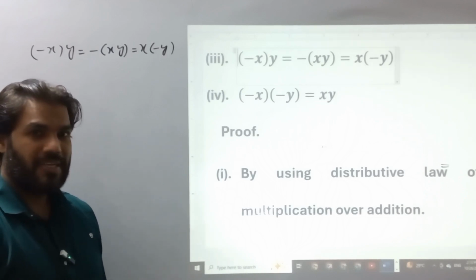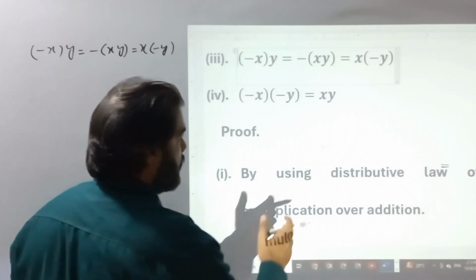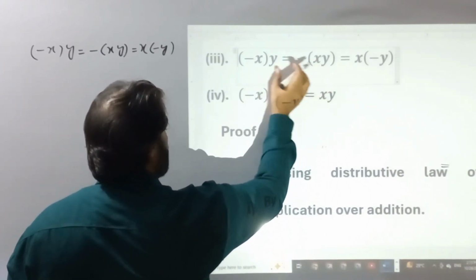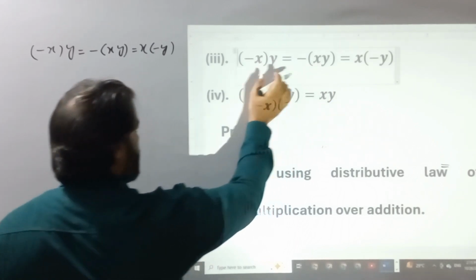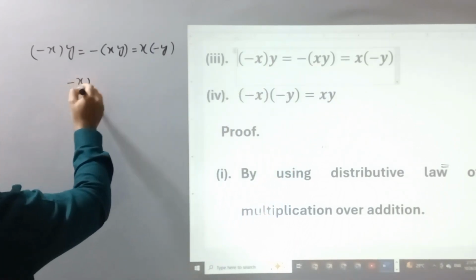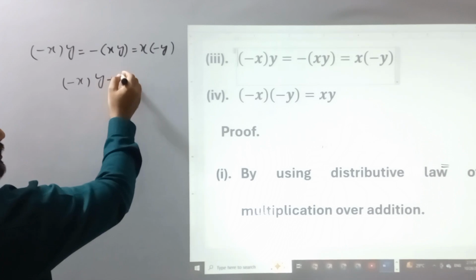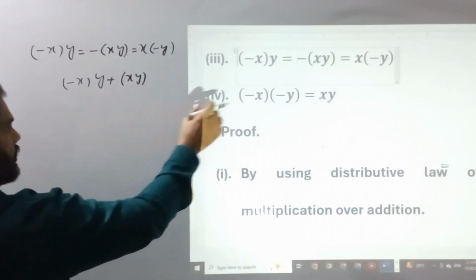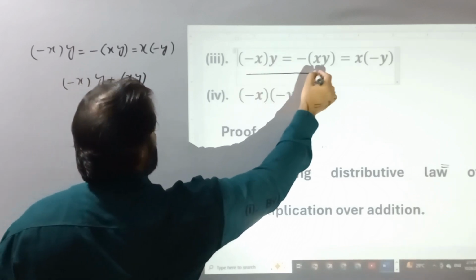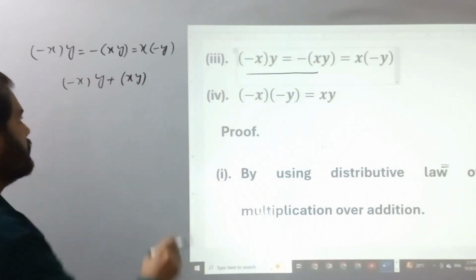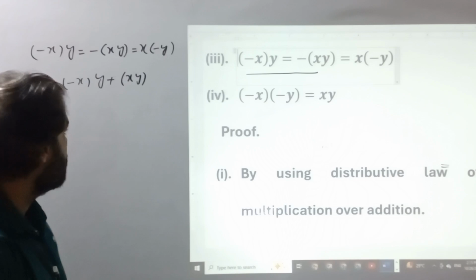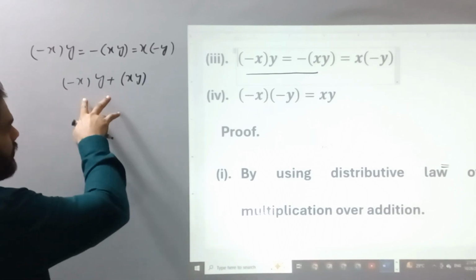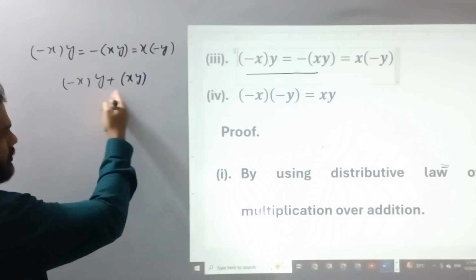Here, firstly, we consider an expression. If we shift this number minus xy to the left side, this expression will become minus x into y plus x into y. So to prove this equality, we will consider this expression, minus x into y plus xy. And now we apply here the right distributive law, that is, y is common from the right side.